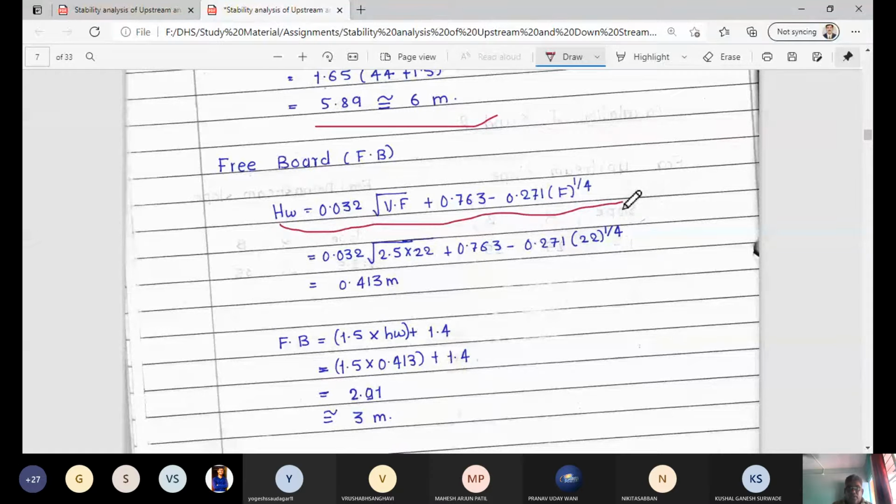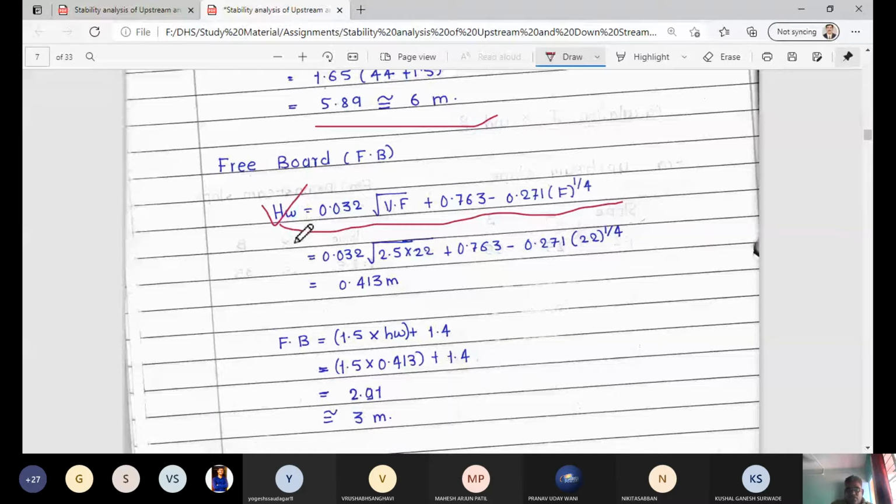And if the wind velocity is greater than 30 kilometers per hour, or if it is less than 30 kilometers per hour, you have to find out the height of the waves. The height of the waves is a very important part, because based on the height of waves, you have to decide the height of the freeboard.